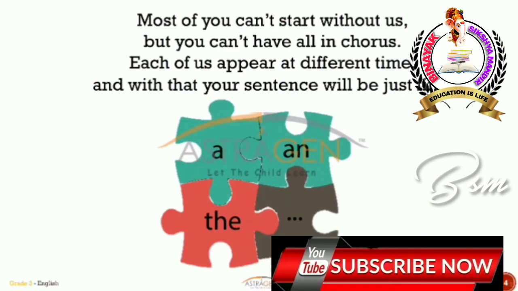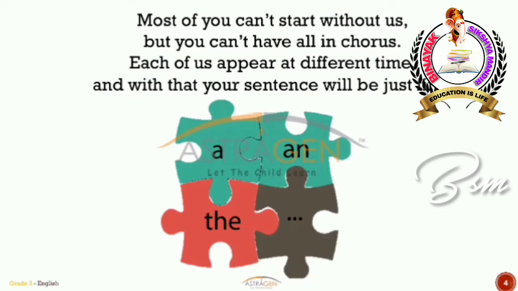Most of you can't start without us, but you can't have all in chorus. What does that mean? If you observe, children, every noun should have an article before it, even adjectives. But you can't say a and the ball, a and the eagle, a and the Himalayas. You either use one of them, right? Each of us appears at different times, and with that your sentence will be just fine, because it's always right to use an article in the sentence. It would sound wrong without an article.